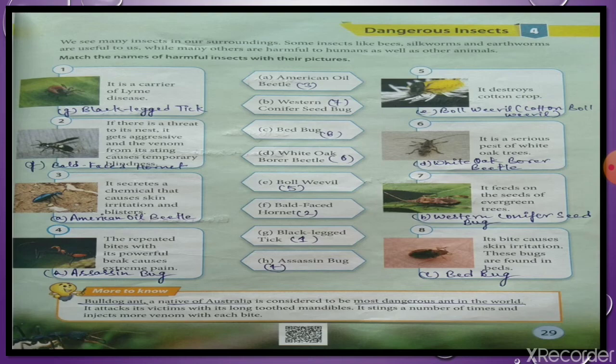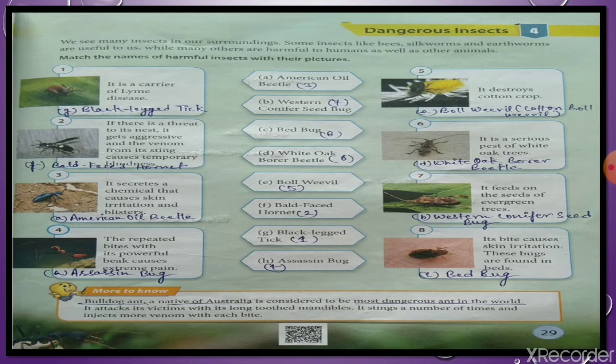Now the fourth part of this unit is dangerous insects. We know that so many insects are there, like bees, silkworms, and earthworms, and they are very useful to us, as well as some others that are harmful also. So here we have to match the names of the insects with their pictures.